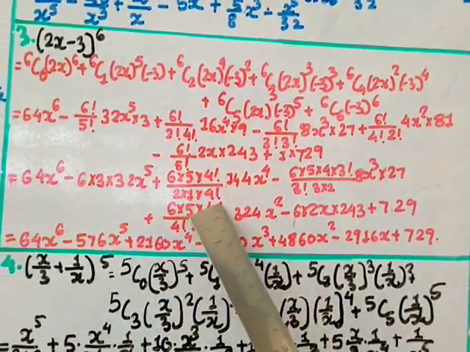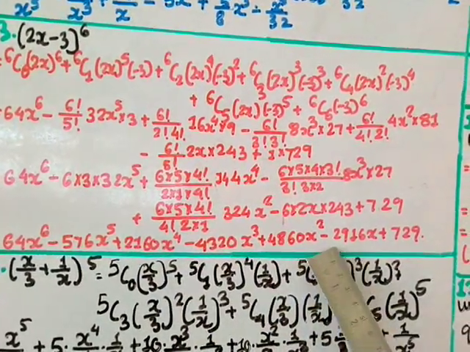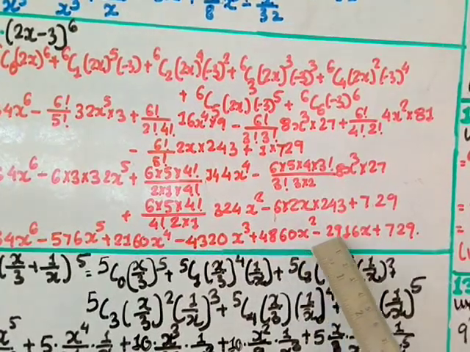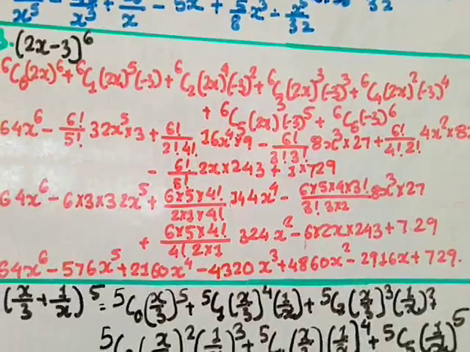Okay, in this simplification, this 4 factorial cut, 6 cut. Okay, and this value will be minus 2916x, plus this one is as it is, 729. So that is the solution for question number 3.